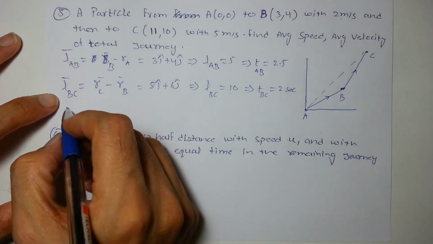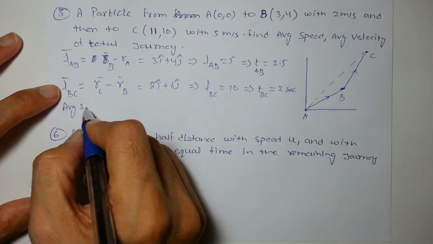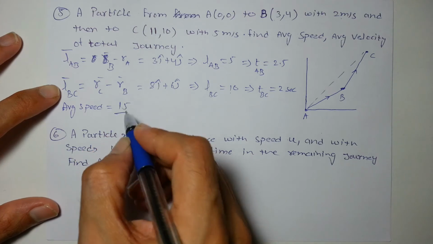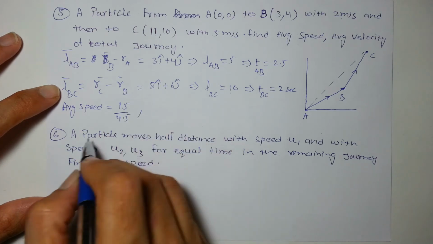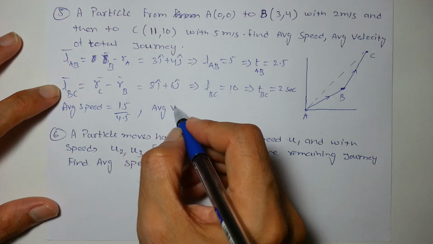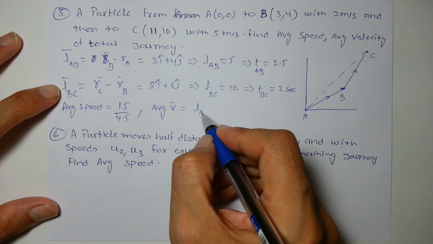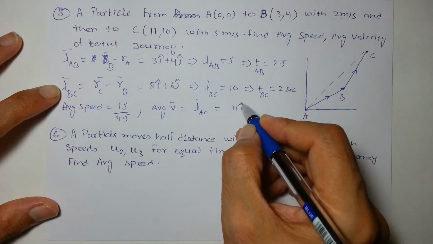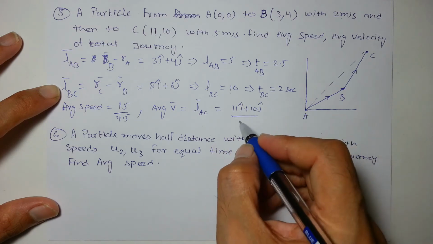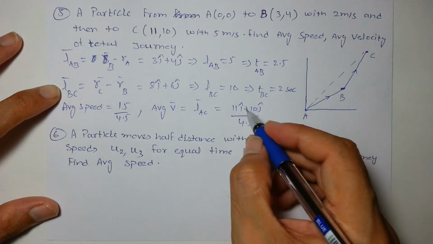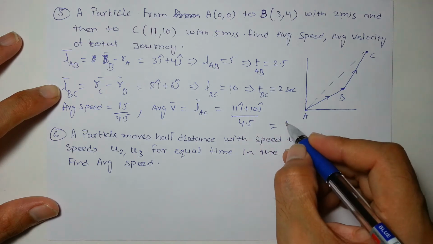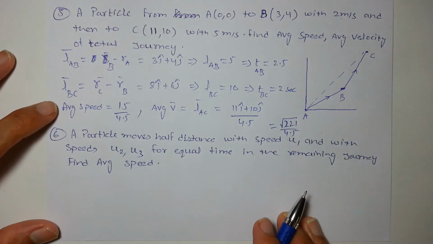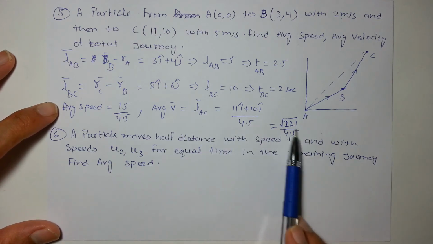So what is the average speed? Average speed is simply total distance covered, 15 meters, and time taken is 4.5. What is the average velocity? We need LAC. LAC is again C minus A, that is 11i plus 10j, and the time taken is 4.5. We can also find the magnitude: root of 11 squared plus 10 squared, which is root 221, by 4.5. That will be the average velocity. This is the vector form, this is the magnitude.